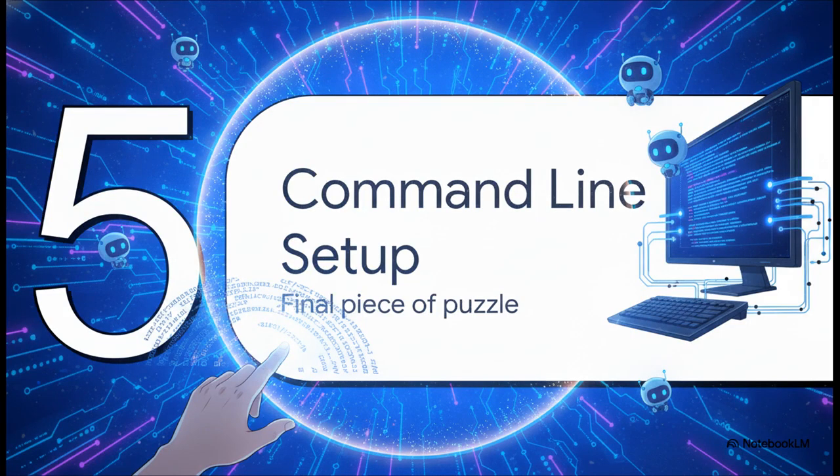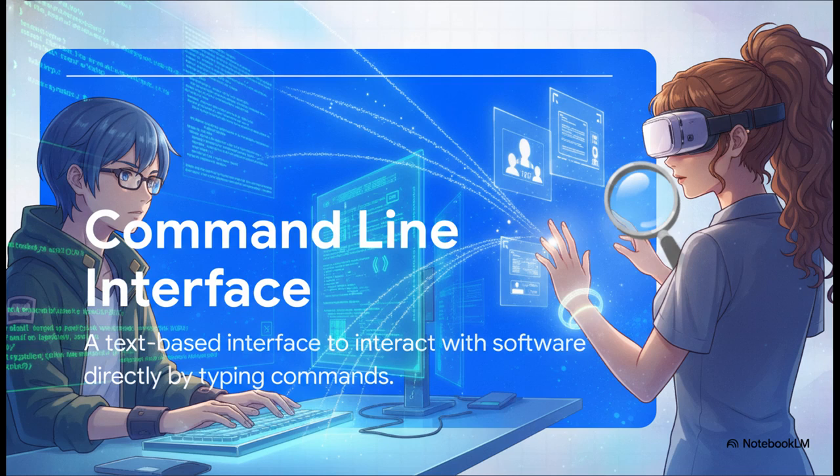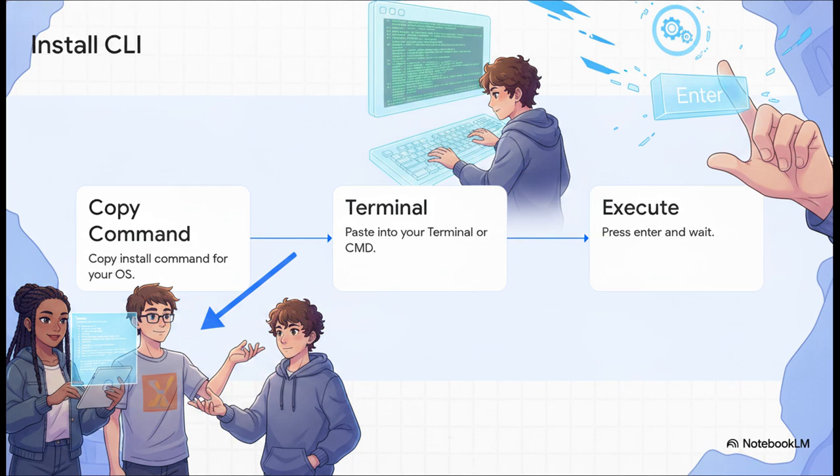And finally, Section 5, configuring the command line, the final piece of the puzzle. Now, if you are an absolute beginner, the phrase command line might sound kind of intimidating, but I promise you it's really not. A command line interface, or CLI, is literally just a text-based way to talk to your computer. Instead of hunting around and clicking buttons with a mouse, you're just typing specific text commands to tell the software exactly what to do. It's honestly a super powerful and lightning-fast way to work once you get the hang of it. So now we've got to install the Anti-Gravity CLI.